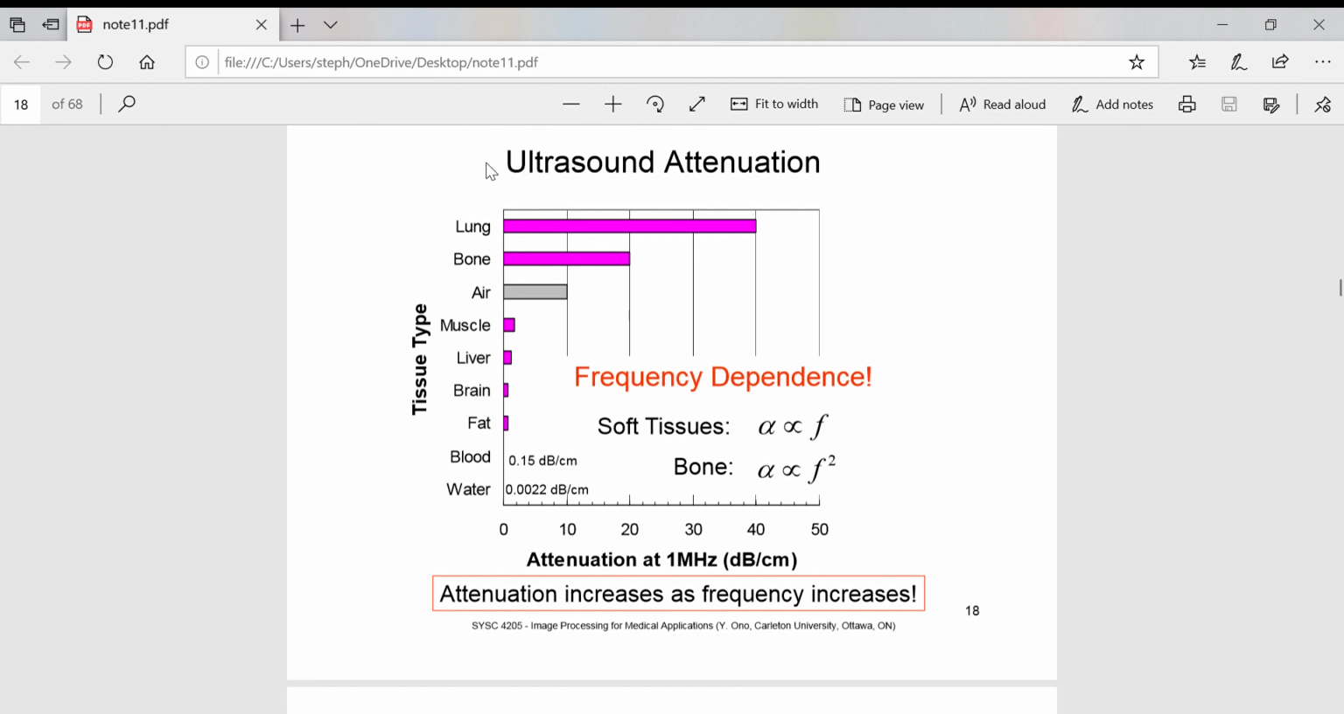Again, we're talking about attenuation of a signal based on the property that it comes into contact with, as well as the distance it has to travel and the time it takes to do so. Obviously these attenuation properties are different for different materials in the body. Lung looks like it has the highest attenuation rate, followed by bone, and then air, muscle, and all of our soft tissues. Basically, attenuation is frequency dependent, so attenuation increases as frequency increases.